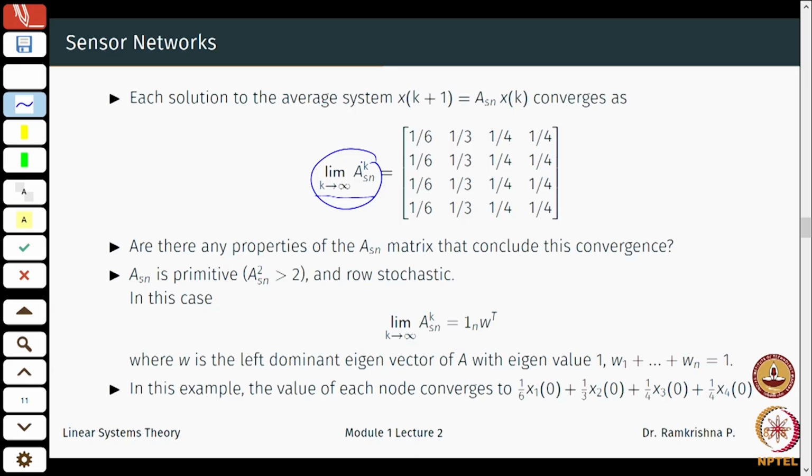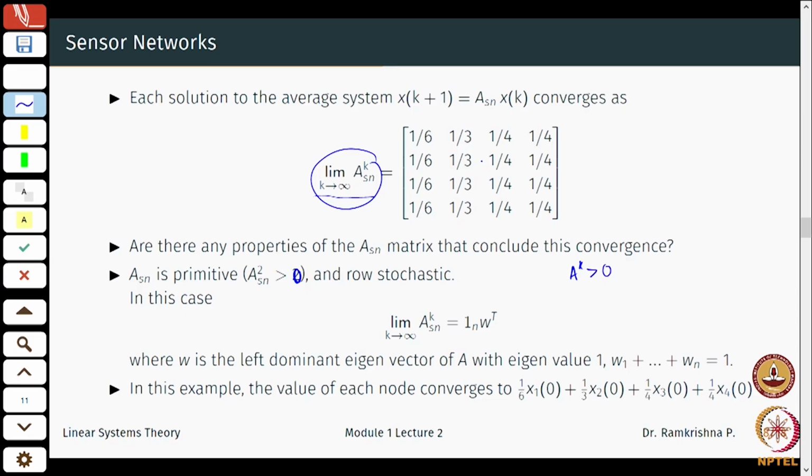But then, are there any properties of this matrix that I can make use of? We will not do the proofs or anything of this. First let us read down the statements. If A is primitive, which means, this should be greater than 0, not 2. If A is primitive, which means there exists a number k for which A power k is positive, which means all entries are positive.